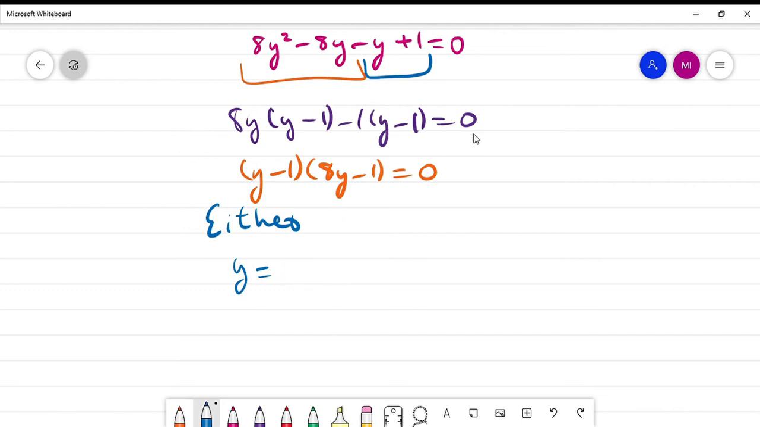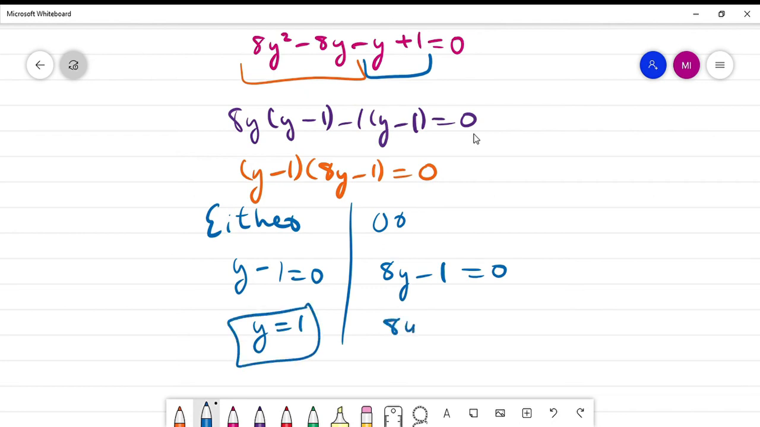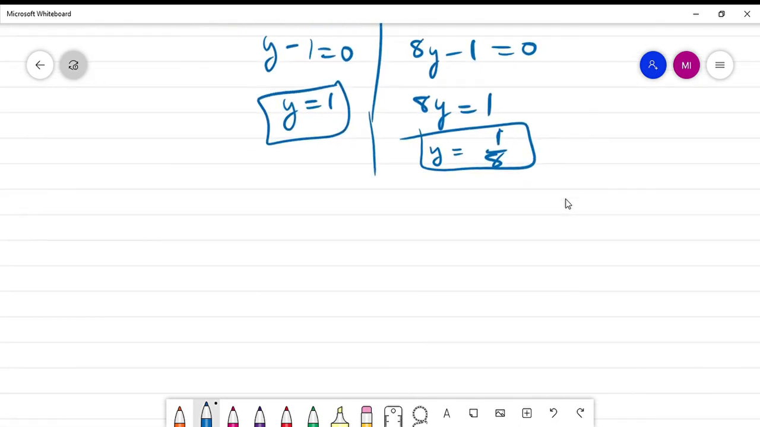So we're going to say either y minus 1 is equal to 0, or 8y minus 1 is equal to 0. So y is equal to 1, and 8y is equal to 1, so y is equal to 1 over 8. So the solution set for y is equal to 1 and 1 over 8.